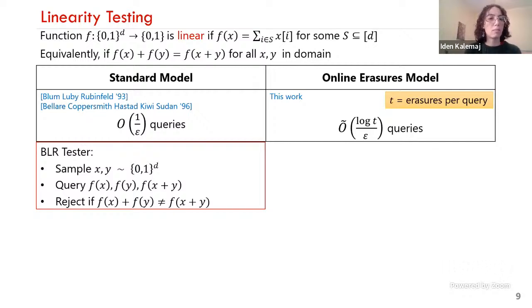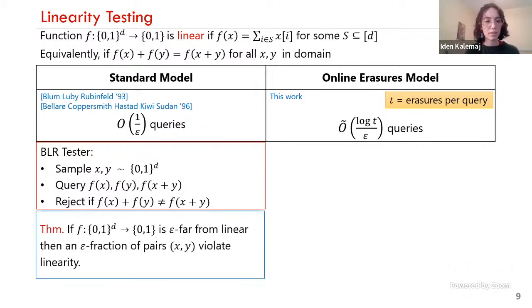The tester of Blum, Luby, and Rubinfeld is very simple. It repeats the following procedure. It samples 2 points x and y uniformly at random from the domain. Then it queries the values f(x), f(y), and f(x plus y). It rejects if f(x) plus f(y) does not equal f(x plus y), since this cannot happen for a linear function. In this case, we say that the pair x, y violates linearity.